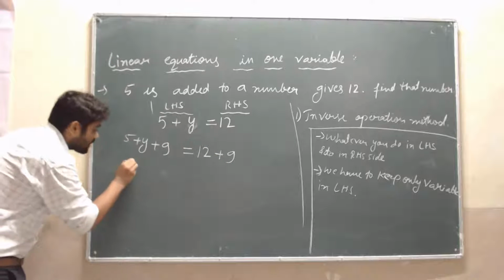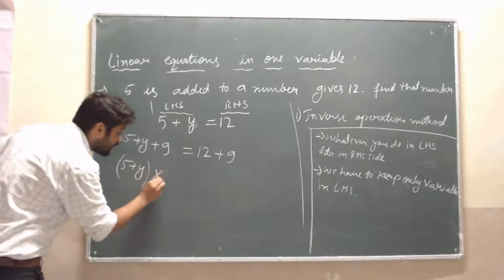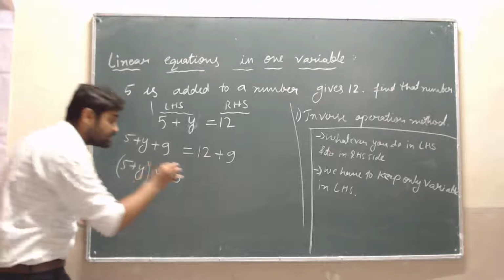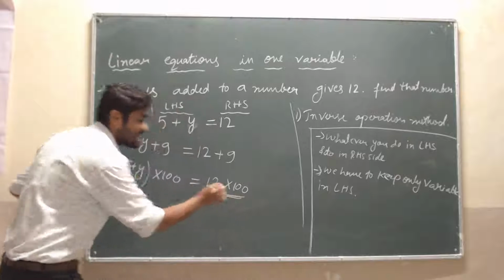Suppose 5 plus y is the LHS side, isn't it? If I multiply by 100, then I have to multiply by 100 in the RHS side.